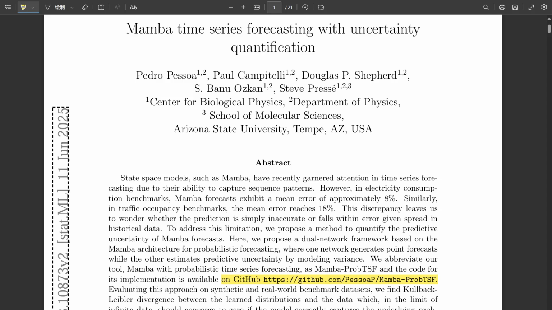Right. And that leads us straight into this really interesting paper we looked at. It's called Mamba Time Series Forecasting with Uncertainty Quantification. It came from Pessoa and some colleagues at Arizona State University. Their whole goal, their mission, was basically to bolt this uncertainty quantification piece onto Mamba forecasts to give you that reliability info. Okay, awesome. So for everyone listening, that's our mission today. Let's unpack this paper, dig into the sources you shared, and really get our heads around the Mamba-ProbTSF framework they developed. What makes it tick, and what does it mean for getting forecasts we can actually rely on?